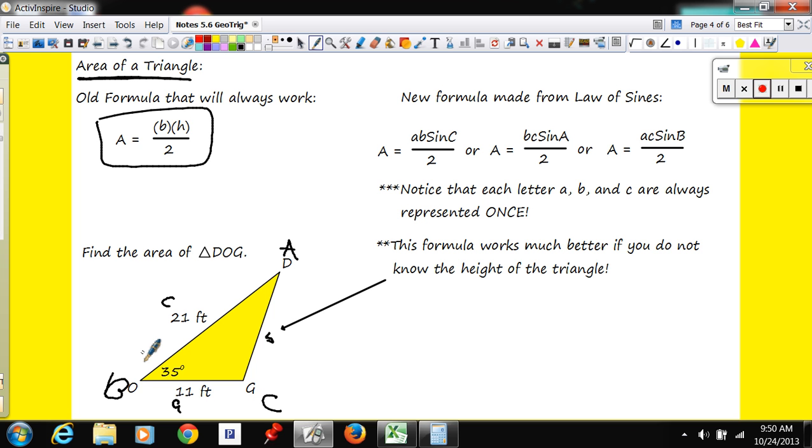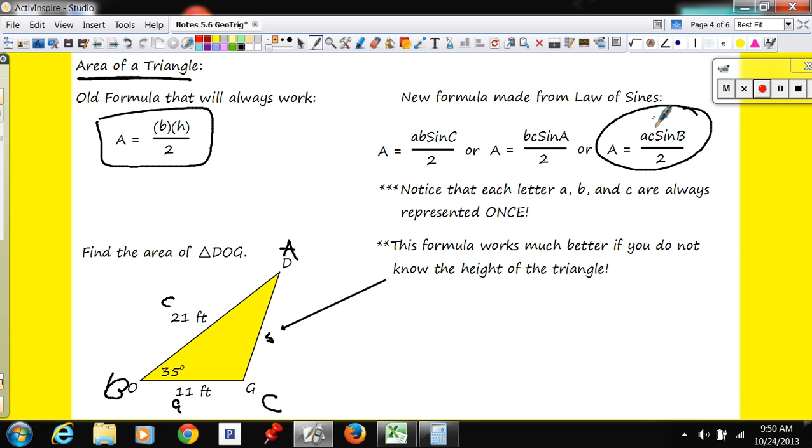Now, if you notice the formulas, notice that each letter, A, B, and C, is always represented one time. You might have little a and little b and the sine of C, that would work. You might have little b and little c and the sine of A, and that would work. You just divide them by 2. You might have little a, little c, and the sine of B, and that would work. In our triangle, what do I have? I have little a, I have little c, and I have the angle B. So I'm going to be using this one right here.